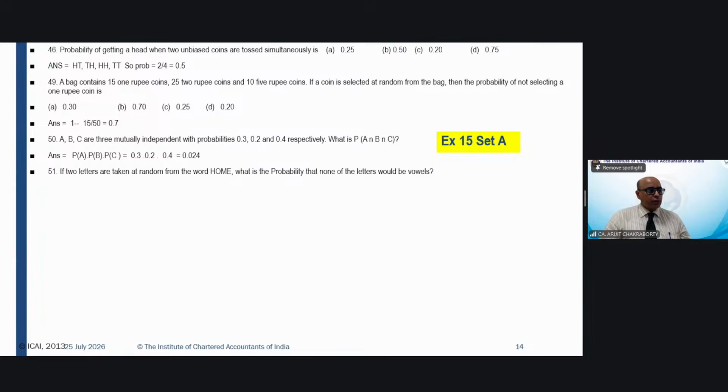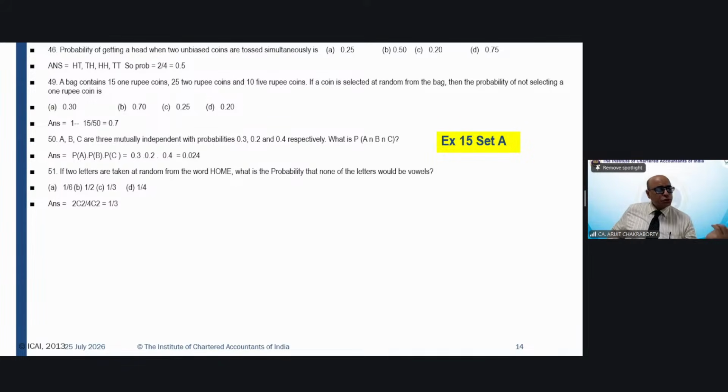51st question, if 2 letters are taken at random from HOME, what is the probability that none of the letters would be vowels? So this is the word HOME. We have 4 letters here. Out of HOME, there are 2 vowels and 2 consonants. None of the letters would be vowels means they would be consonants. How many consonants are there? There are 2 consonants. That is H and M. The vowels are O and E.